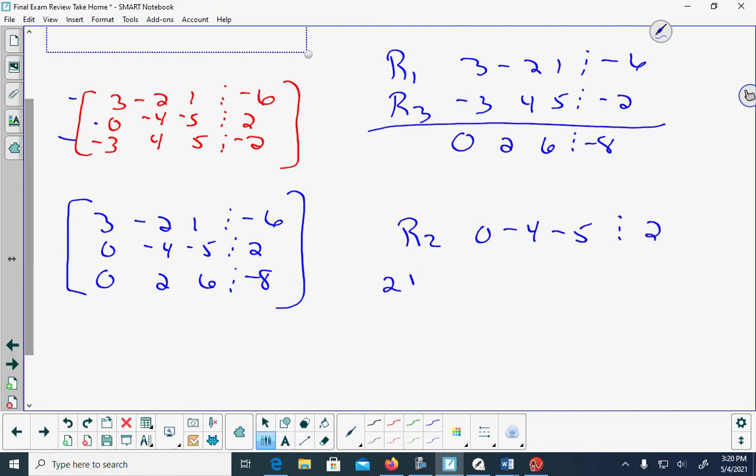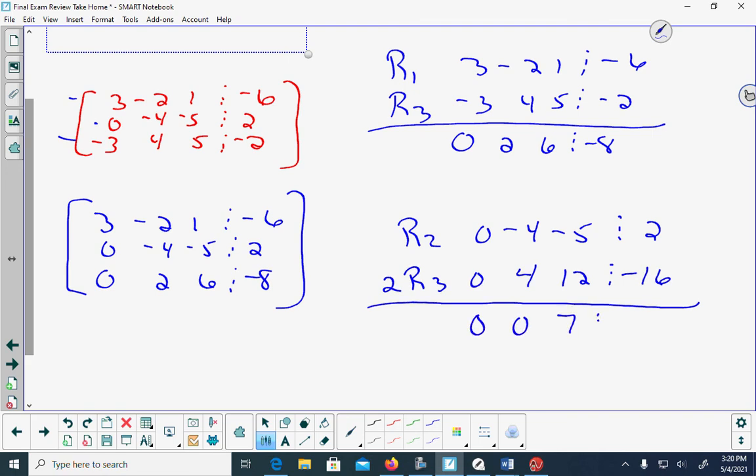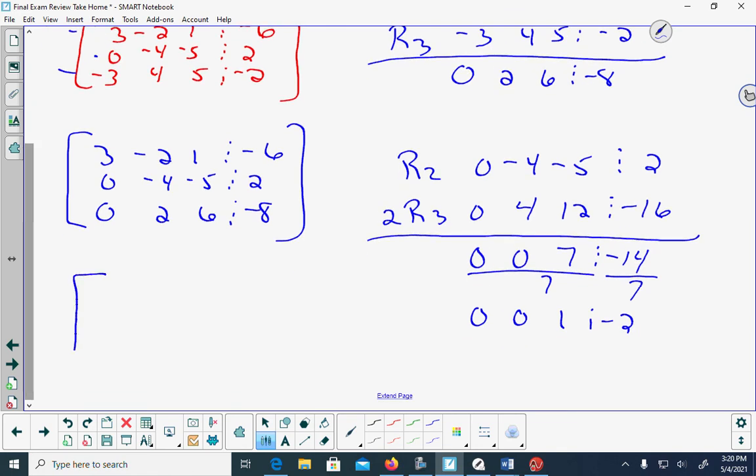And 2 times row 3 will be 4, 12, and negative 16. So I'm going to have 0, 0, and then this will be 7. This will be negative 14. At this point, I'm going to divide both sides by 7. I'm going to get 0, 0, 1, negative 2. And I'm going to keep on doing the whole reduced row echelon on this one.